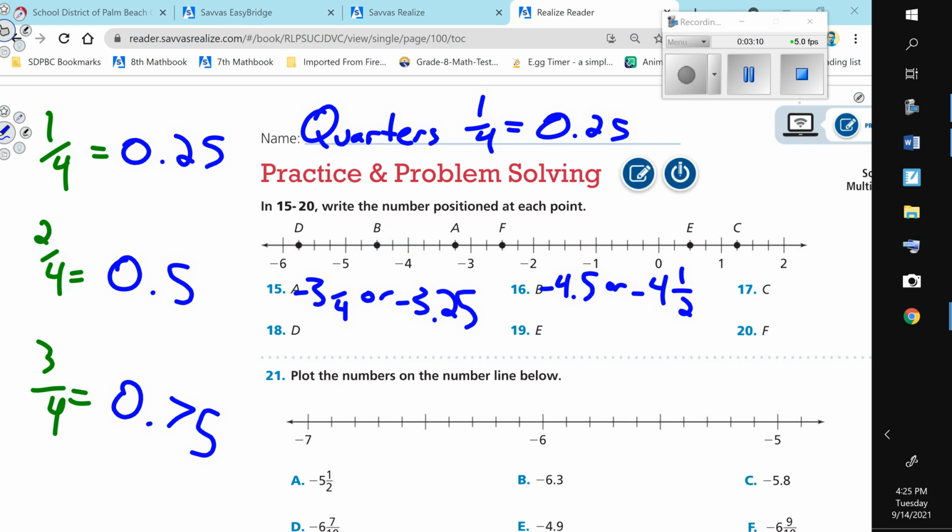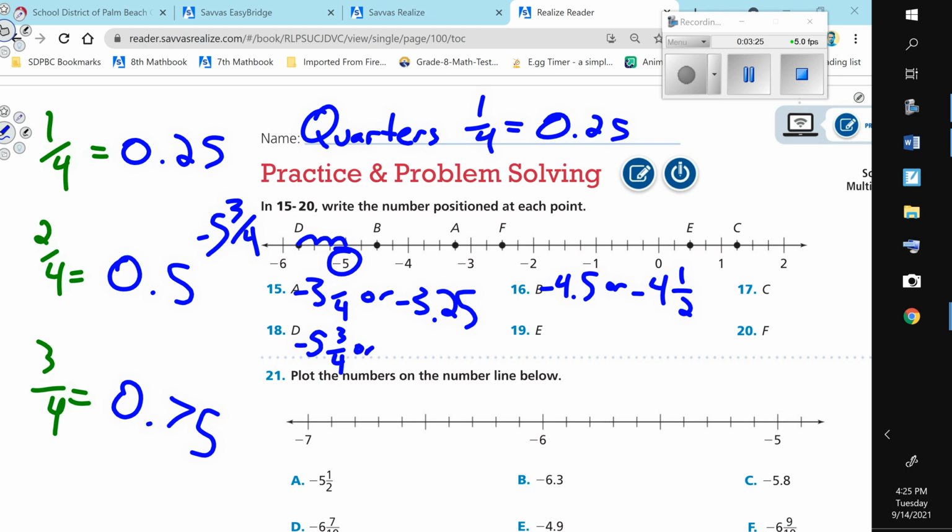Number 16, B. This right here, that's right in the middle of -4 and -5. So it's -4.5 or -4 and 1/2, because it's right in the middle. Okay, and then D is 1, 2, 3 out of 4, and that's a -5, so it's -5 and 3/4. We should have done that in class.